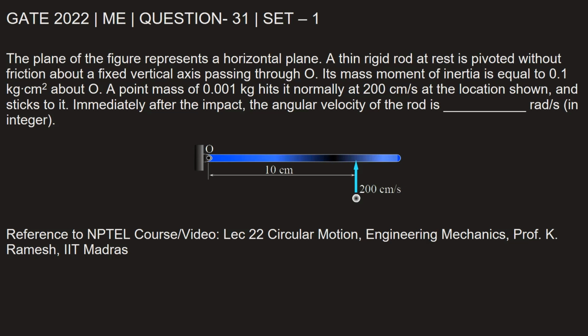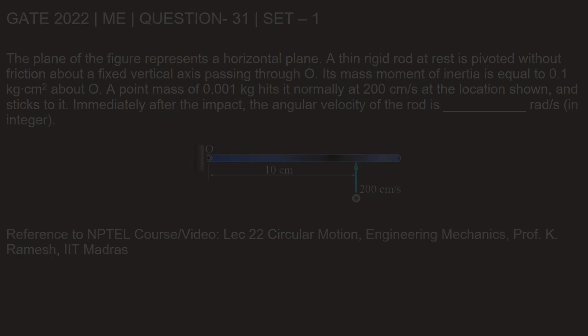A point mass of 0.001 kg hits it normally at 200 cm per second at the location shown and sticks to it. Immediately after the impact, the angular velocity of the rod is ___ radians per second, in integer. Let's find out. So we'll start by writing the given things first.